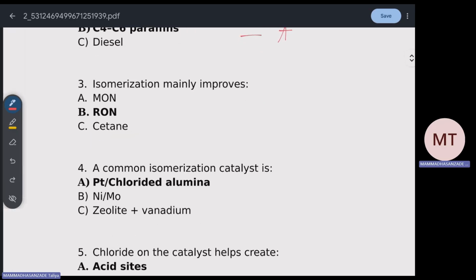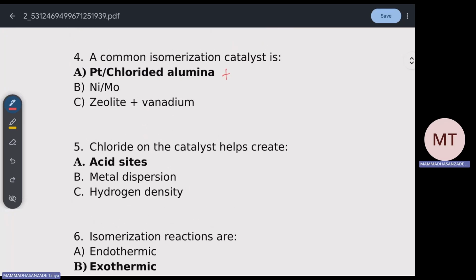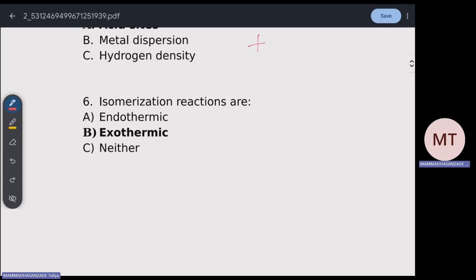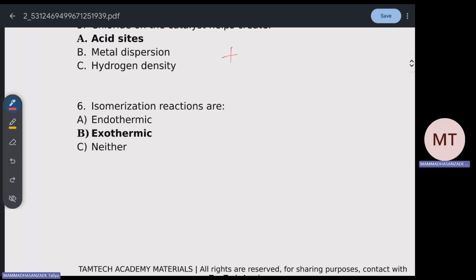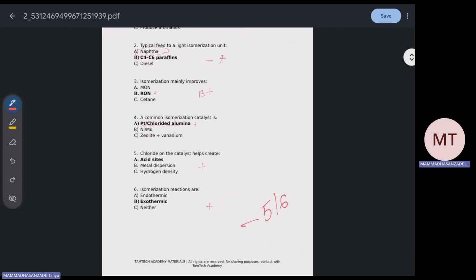The third question is, the isomerization mainly improves ammonia, RON, or cetane. It is the research octane number. Yes, it's the B. That's correct. A common isomerization catalyst is platinum or chlorided on alumina. Yes, that's correct, because we need the acidic site as well. That's why we have the chlorided alumina content. So, by the way, for most of the refining applications, we have this catalyst. Chloride on the catalyst helps to create, yes, acid sites. That's correct. The sixth question, isomerization reactions are exothermic. Yes, that's correct as well. So we have only one wrong, which is 5 out of 6.